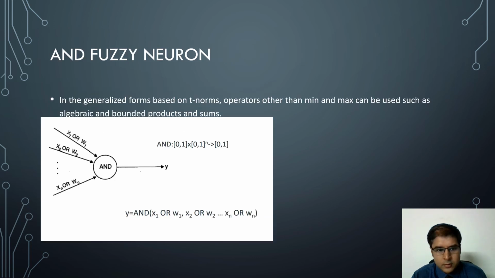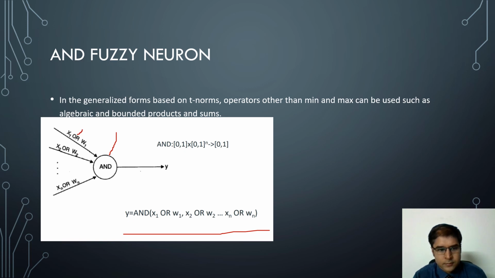And fuzzy neuron. In the generalized forms based on T norms, operators other than min and max can be used, such as algebraic and bounded products and sums. So this is the AND aggregator used here. So this is the output y here, and again, instead of AND here we use OR.